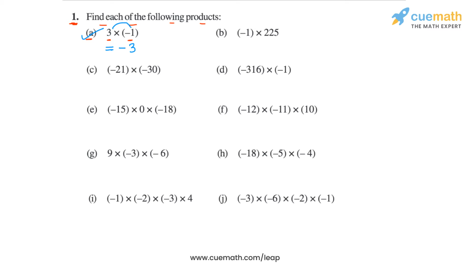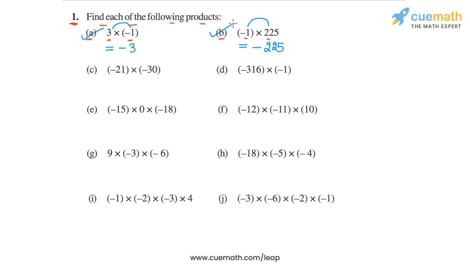Then in part B, we have the product minus 1 into 225. The magnitude of the product will be 1 into 225 or 225, and the sign of the product will be negative since the first integer is negative and the second is positive. So in this case, the product will be minus 225.